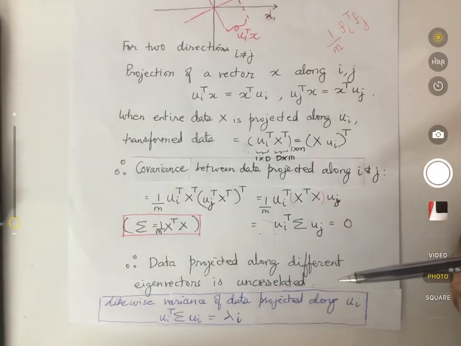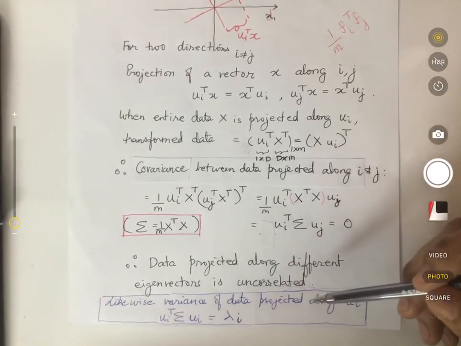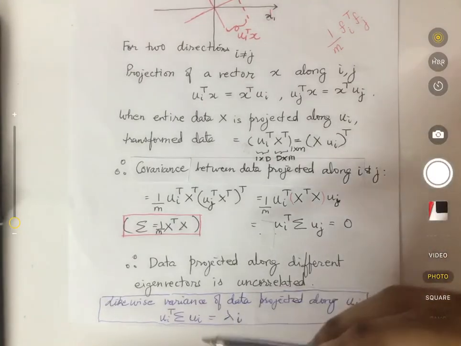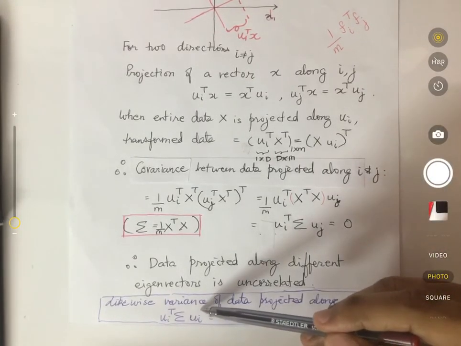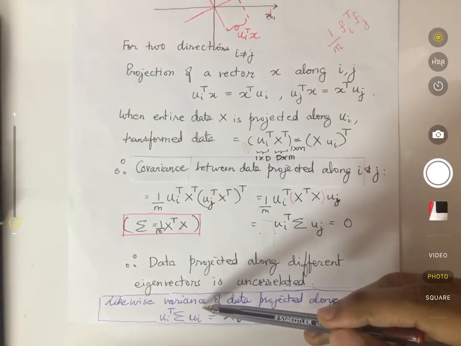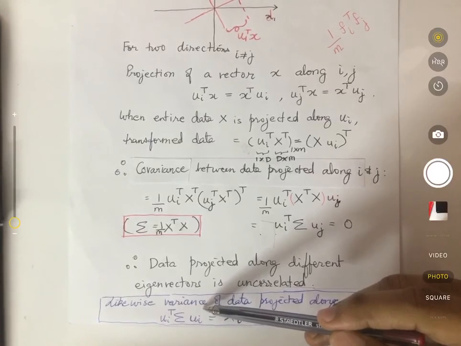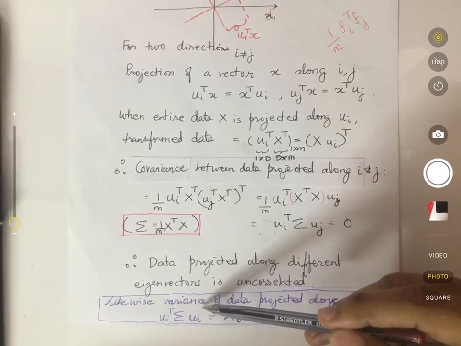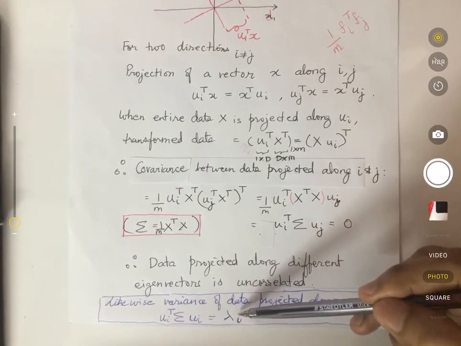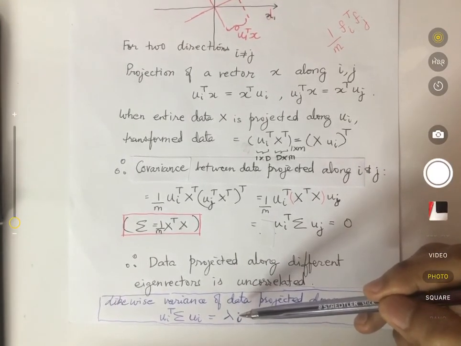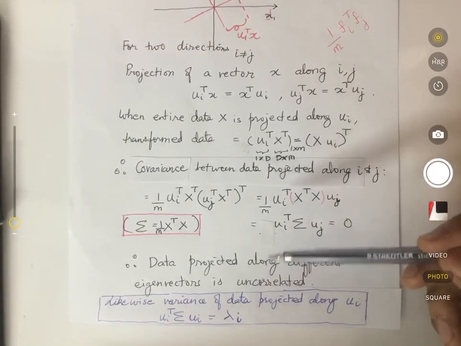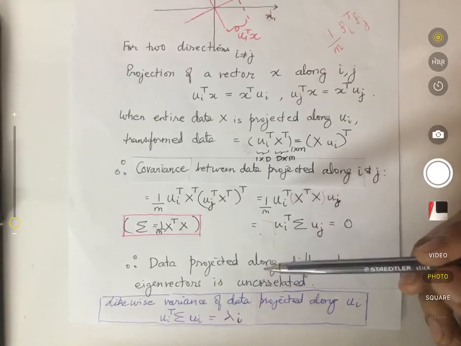Another thing that you should realize from here is that this is actually the variance of the data projected along ui. And you know that variance is always a positive quantity. And when you say that this is equal to lambda i, it means that lambda i is a positive quantity always. It follows that lambda i is always a positive quantity.